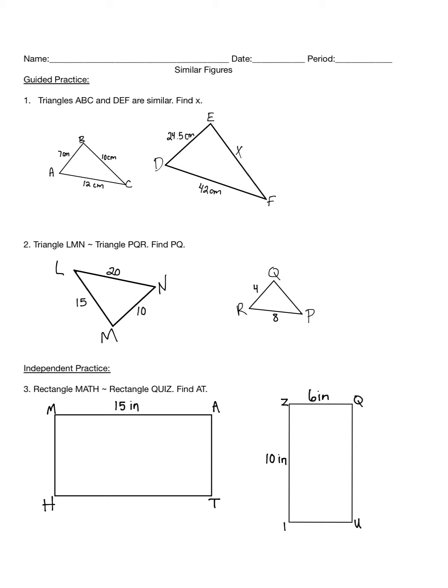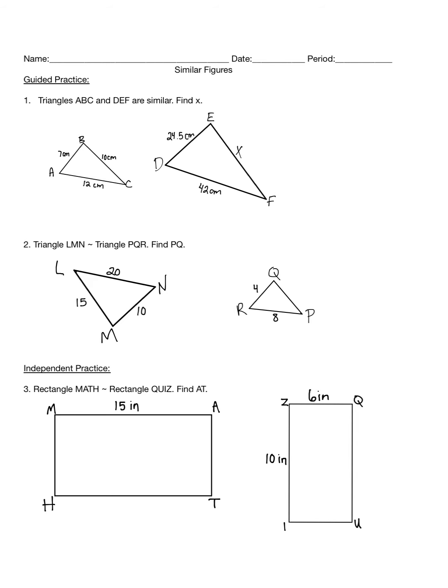All right. So we're going to go ahead and do the notes for similar figures today. And this is going to be kind of going over ratios, how to find x, comparing angles, side lengths, all sorts of good stuff. Okay? So looking here at number 1, triangles A, B, C, and D, E, F are similar.